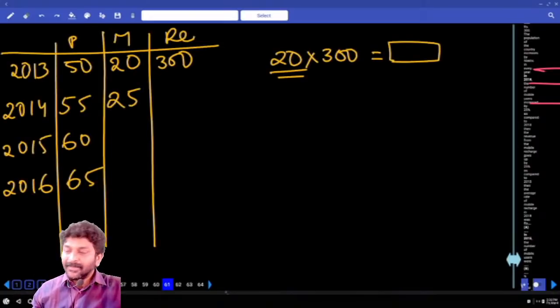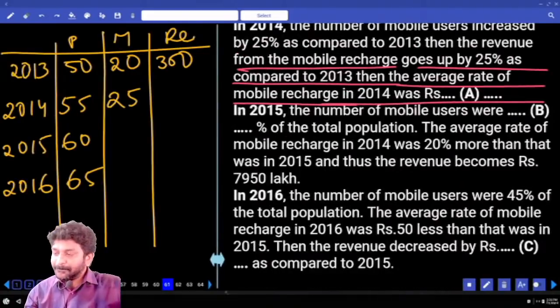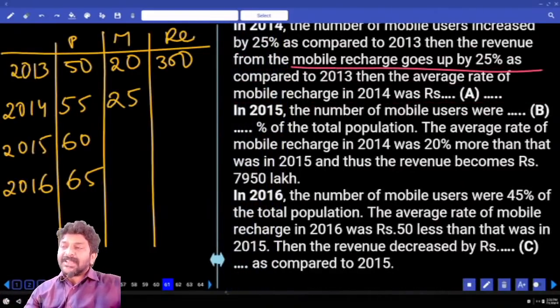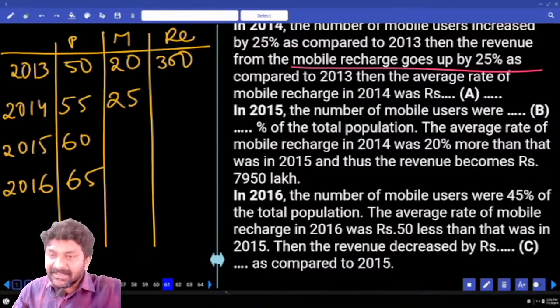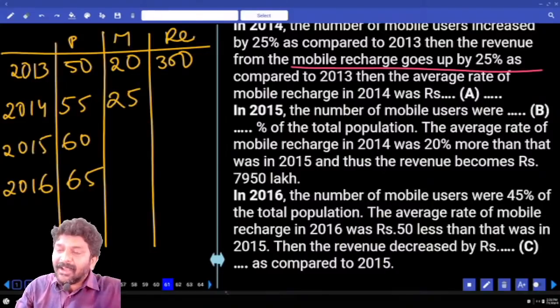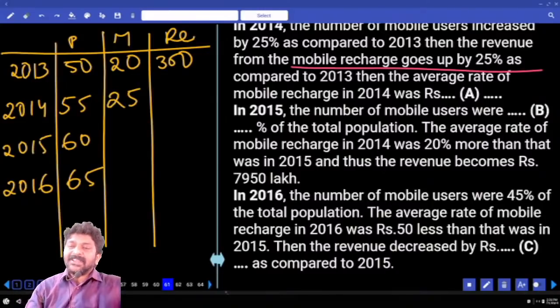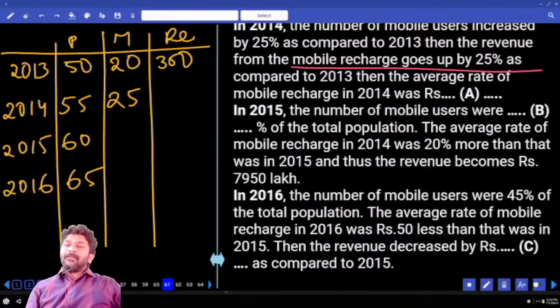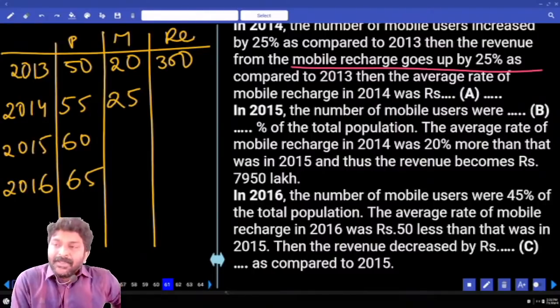Now come here. According to the data, mobile recharge goes up by 25% as compared to 2013. Then average rate of mobile recharge in 2014 is going to be. Okay, right.